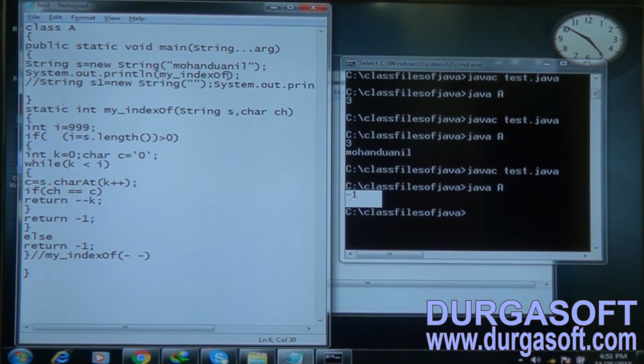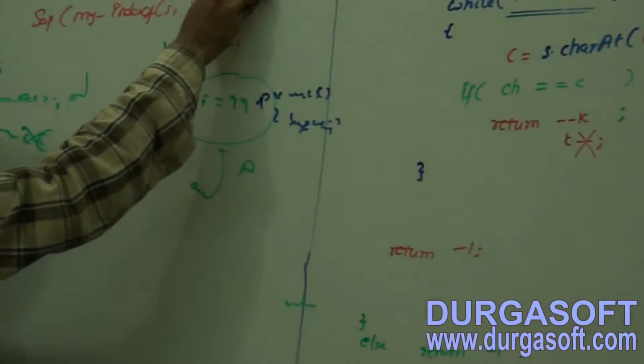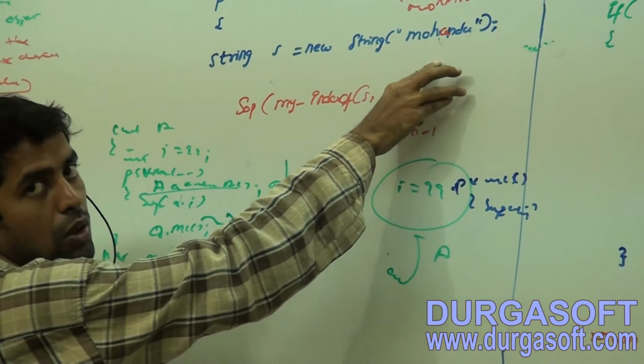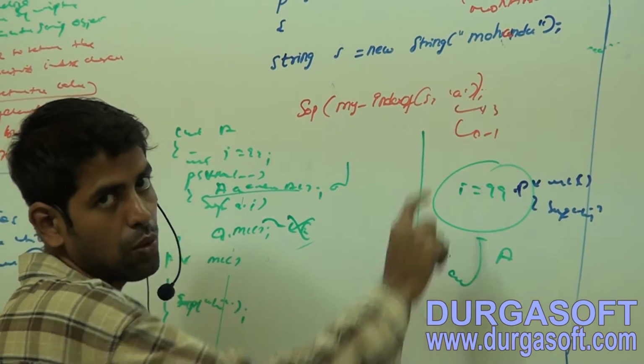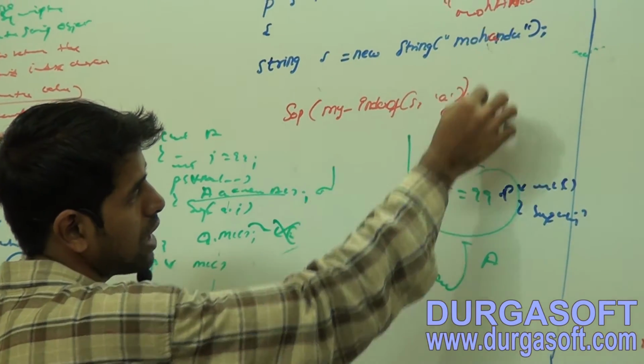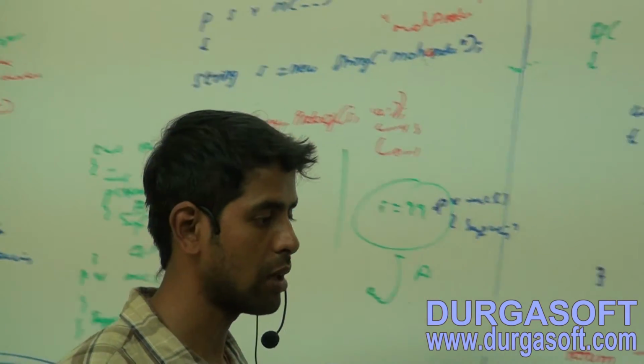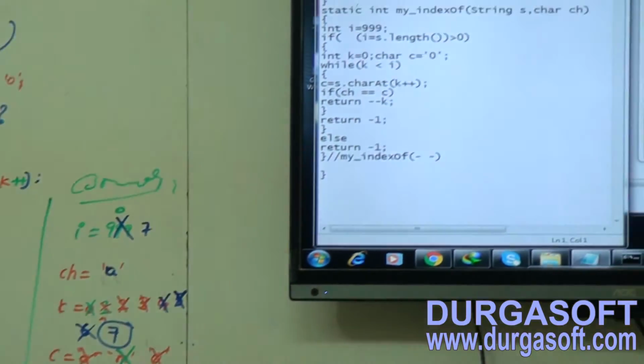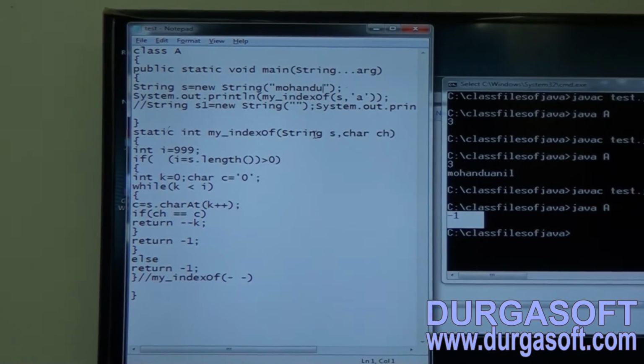Index of, pass what, guys? Pass what? Yes, your required character, small a. At first, observe here, we are checking with small a. So now it will return what? 3 to us, and if I pass capital A, it will return -1. Observe here, so it should return the answer as what?